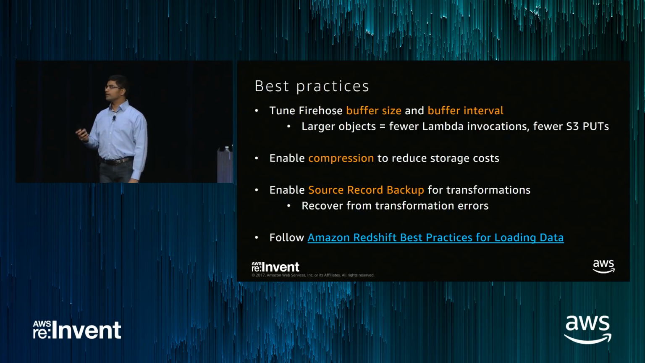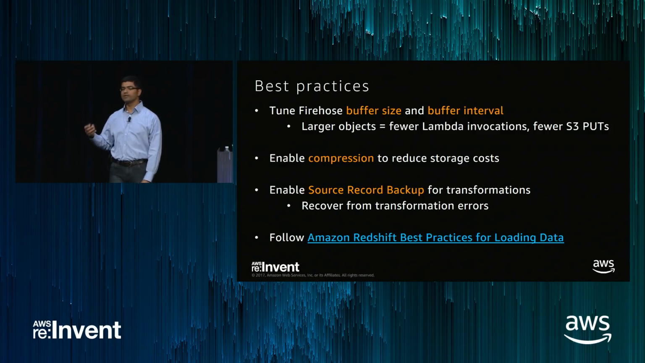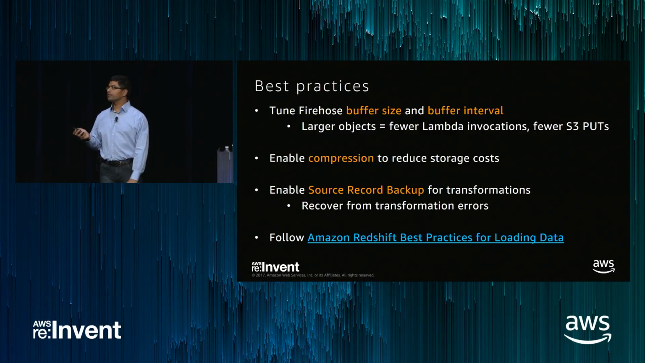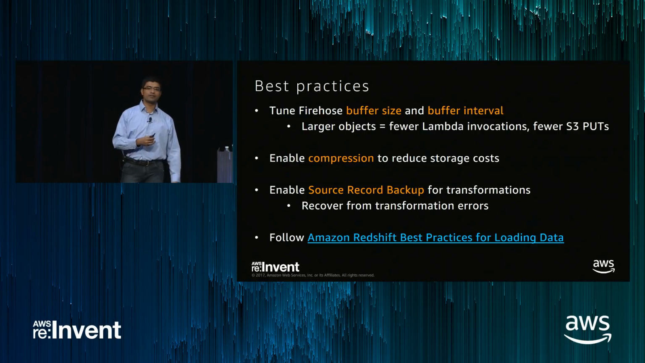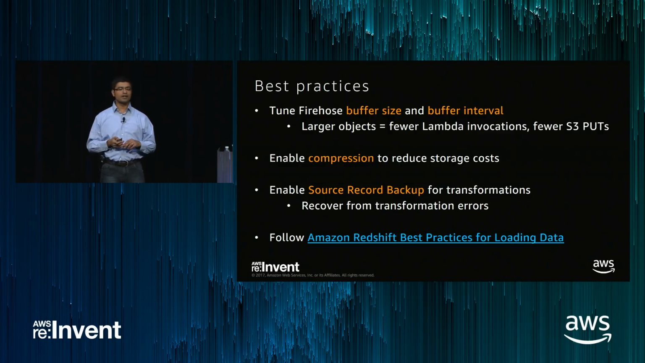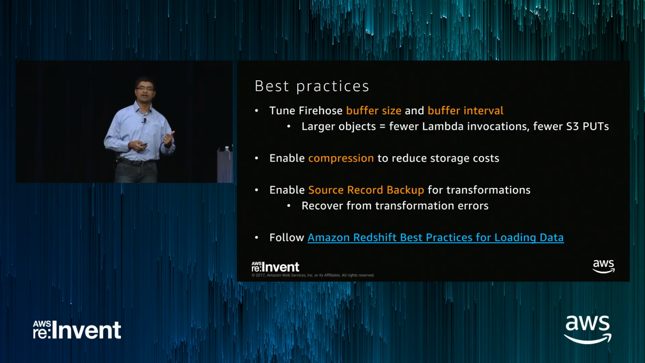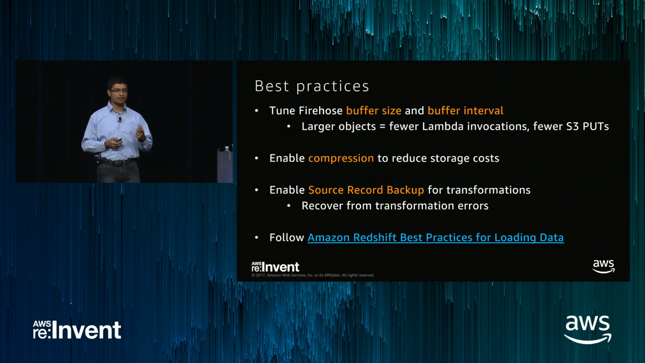Firehose also lets you enable compression. This lets you compress your data as it delivers to the destination, a great idea to reduce your storage cost, as well as to keep your data transfer costs low. We talked about source record backup. It's a great way to troubleshoot issues with your transformation if you have a copy of the raw records. And specifically, if you're loading your data into Redshift, it's a good idea to follow the Redshift data loading best practices. The link is out here. This talks about how you can format your data to make it better and easily suited to load into Redshift. For example, how to deal with time series data, how to deal with data that is sorted. So do keep that in mind.